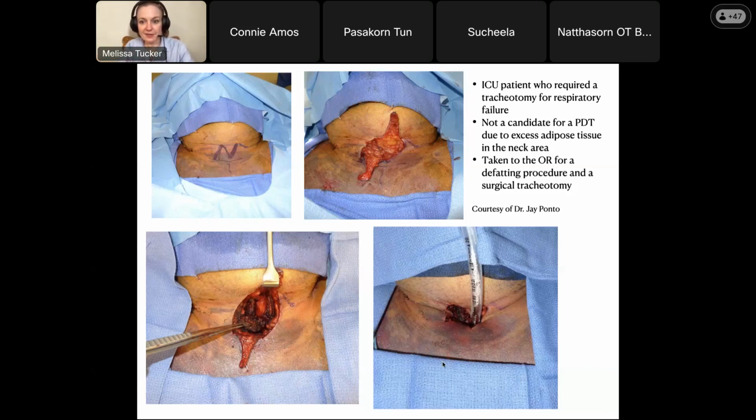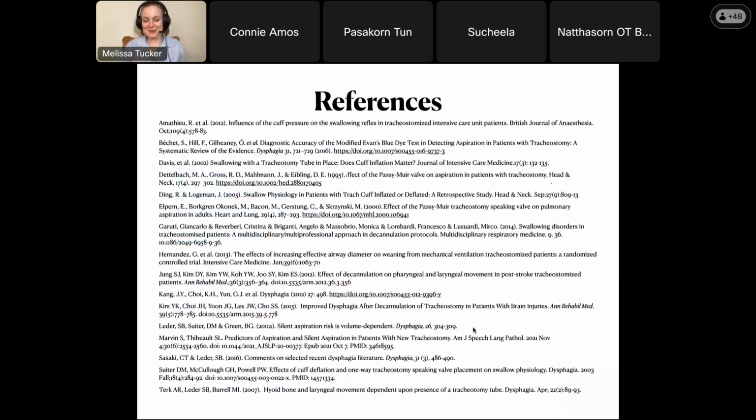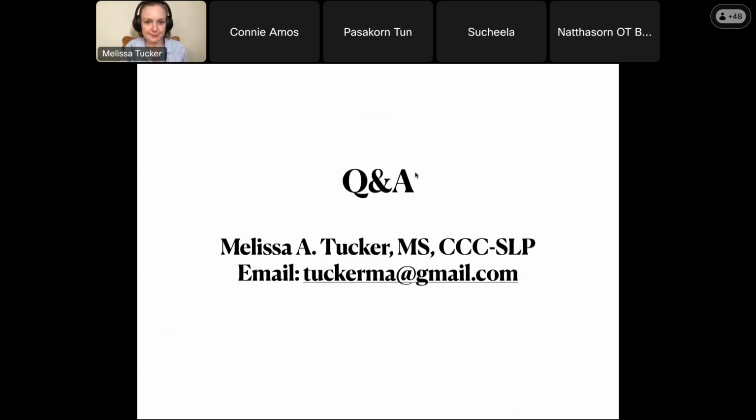So that's it for gory pictures. Anyone who had their screen closed is welcome to come back. I'm on a page of references now that is just text on a page. So these are my references. And again, thank you to Dr. Ponto for providing those images of those cases.